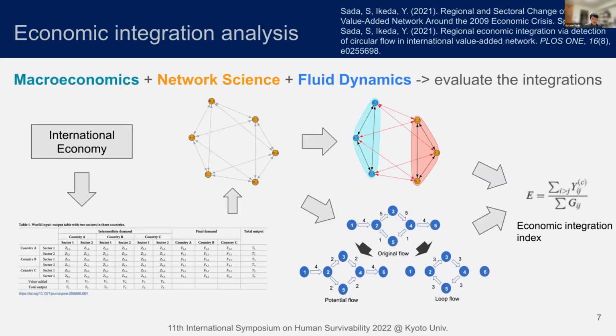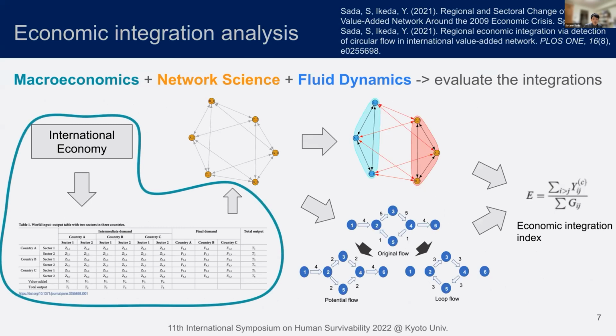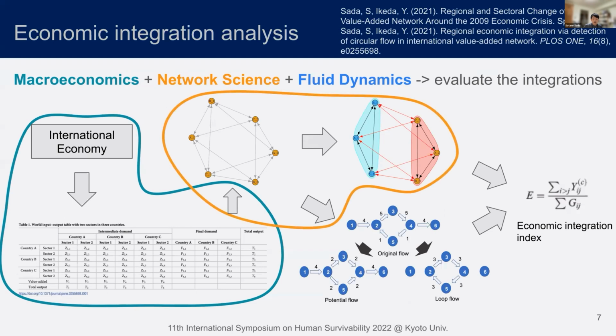In economic integration analysis, the macroeconomics method transformed the international economy into a table called the input-output table, which was proposed by Leontief, who won the Nobel Memorial Prize in Economic Sciences in 1973. Then the network science method transformed the table into a network and identified the communities from the network. And our fluid dynamics method, Helmholtz-Hodge decomposition, extracted circulated value within the network in communities. We use the circular components as a numerator of the economic integration index.